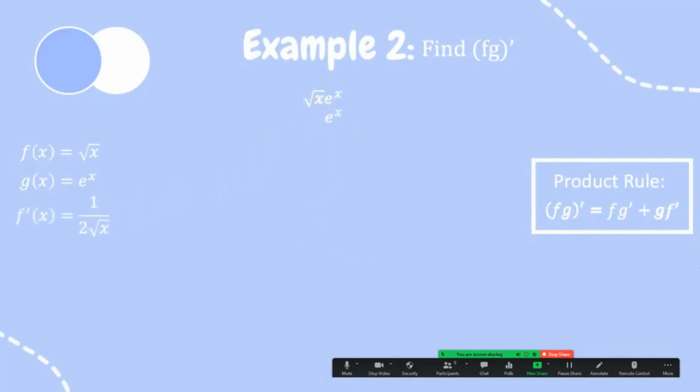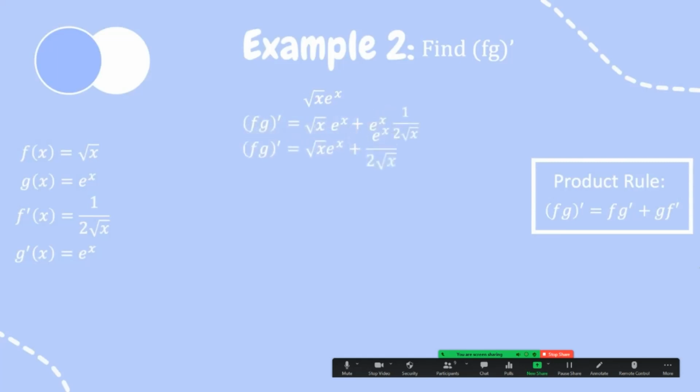Then we have to find the derivative of e to the x, but remember the derivative of e to the power of x is e to the power of x. That one's a hard one to remember, so make sure to write that down. Okay, now we can substitute all of that into our equation. So the derivative of f times g equals the square root of x times e to the x plus e to the x times 1 divided by 2 square root of x.